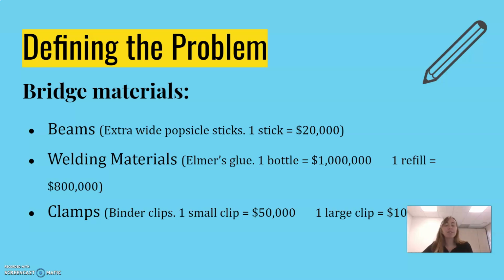And then there's some clamps. These are just binder clips. So the small clips you can rent for $50,000, and the large clips you can rent for $100,000. These should not be part of your final design, like they should not be included when we actually test the bridges, but clamps can help to hold things together as the glue dries, so you can think about whether you want to use them or not.